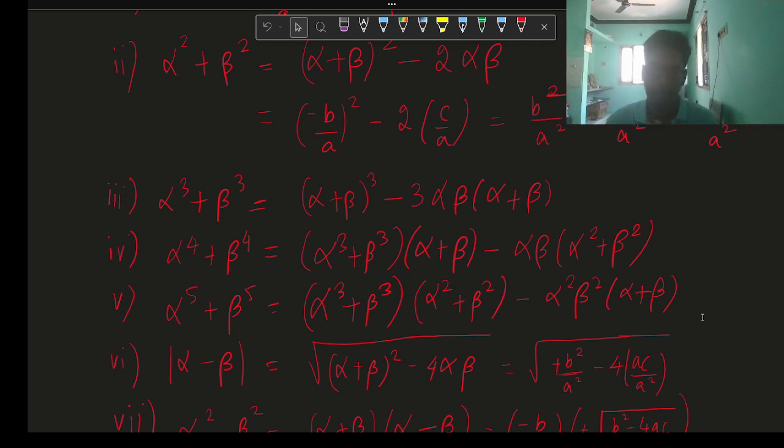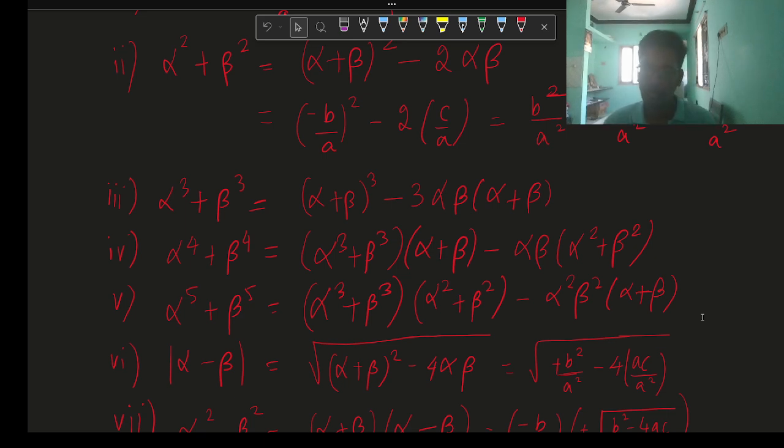So modulus of alpha minus beta is root over alpha plus beta the whole square minus 4 alpha beta. Okay, you may all have a doubt how we got this. I would just tell you using the same relationship: alpha plus beta the whole square, which means a plus b the whole square, is a square plus 2ab plus b square, right? I'm just rewriting the same thing as a square plus b square plus 2ab.